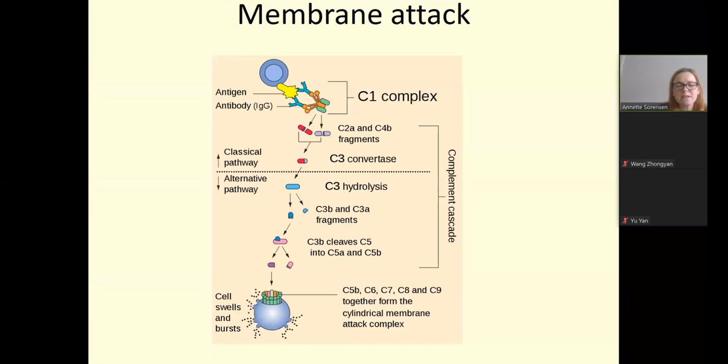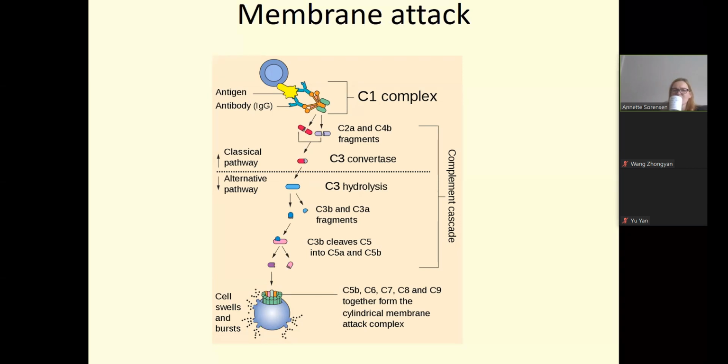Okay, membrane attack. So they don't have to necessarily go through phagocytosis. They can also mark bacteria and attack the bacteria, kill them directly by forming this complex of proteins which is inserted into the membrane of the cell, and the cell then busts.